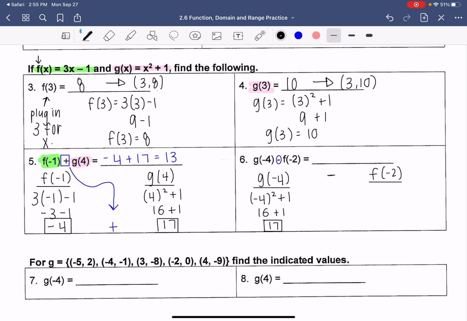f of negative 2, so we're going to use the function f, which is 3x minus 1. So instead of x, it's going to be 3 times negative 2 minus 1. 3 times negative 2 will get us a negative 6. Negative 6 minus 1 will get us a negative 7. And like I said, in the end, we're going to take the operation of subtraction and subtract 17 and negative 7. When we do that, we get a positive 24.